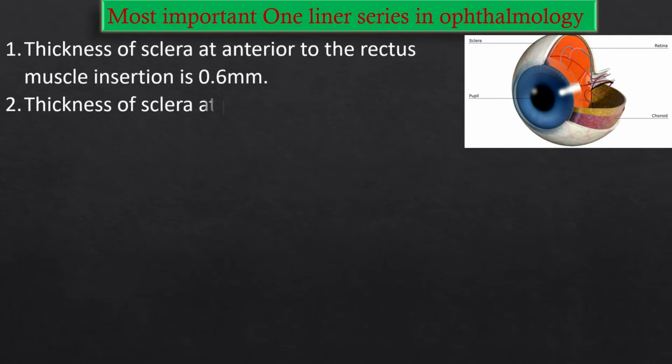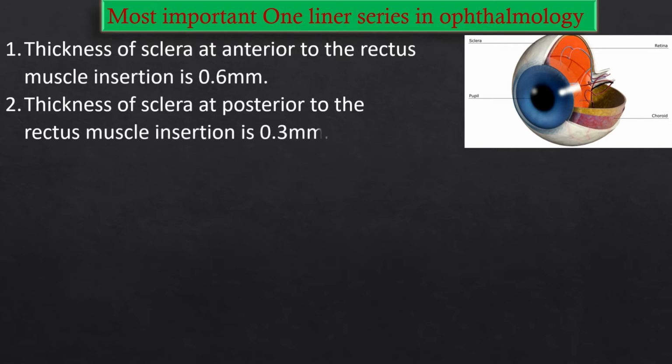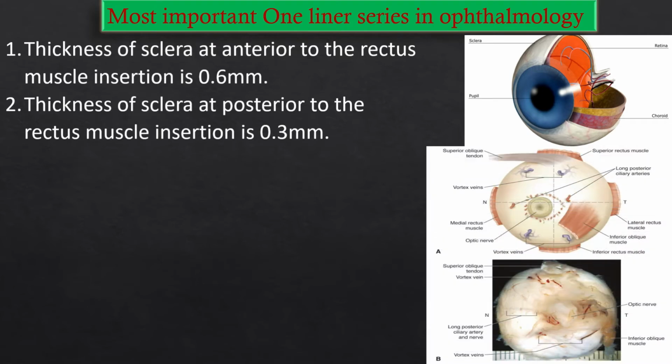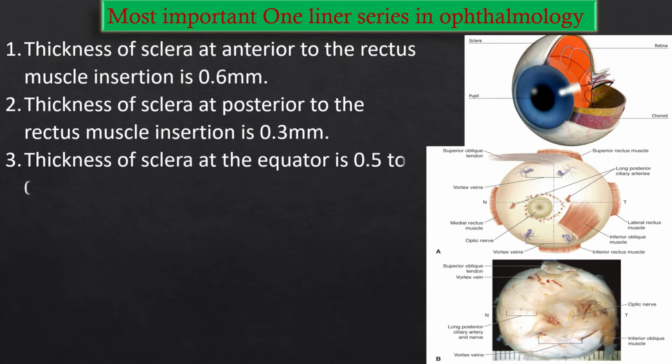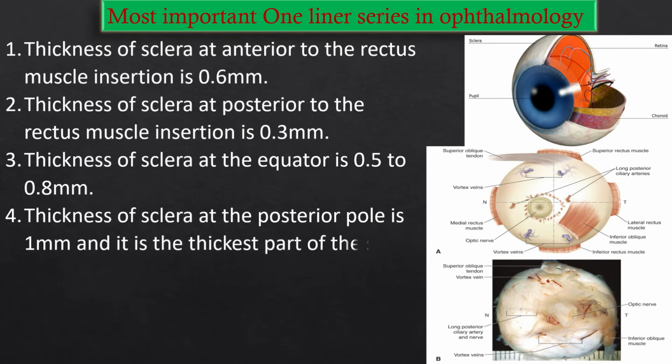Thickness of sclera posterior to the rectus muscle insertion is 0.3 mm. Thickness of sclera at the equator is 0.5 to 0.8 mm. Thickness of sclera at the posterior pole is 1 mm and it is the thickest part of the sclera.